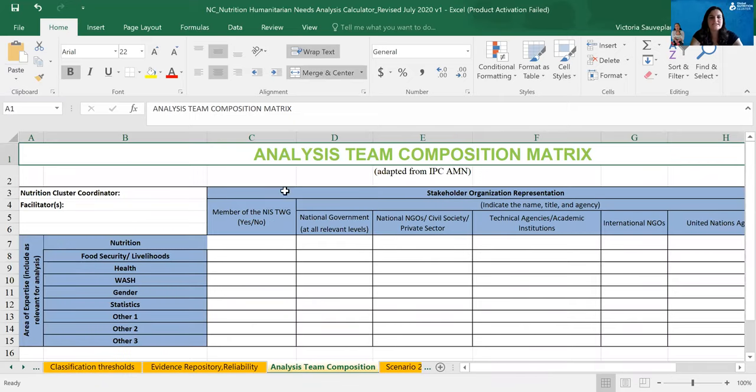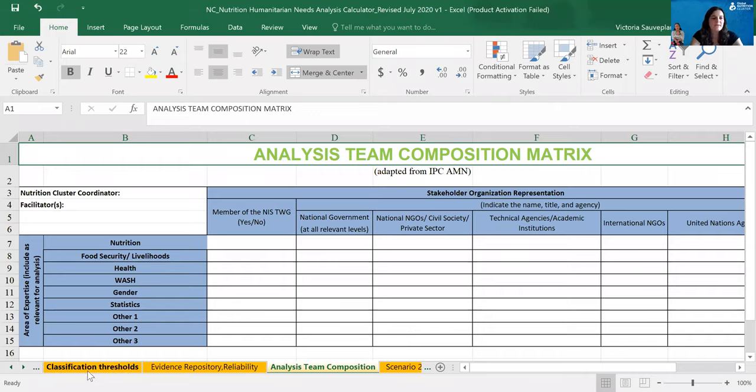Similarly, we have a team composition. So this is adapted once again from the IPC acute malnutrition. Who was involved at country level from the nutrition side? Were they members of the nutrition technical working group, yes or no? Of course, you could add rows as you see fit. From the different sectors as well, were they included? Did they take part? And once again, a nutrition situation analysis is not just, you know, myself doing it alone. This is very much a collaborative process. So having more people, the better, because this is where a real consensus can be achieved.